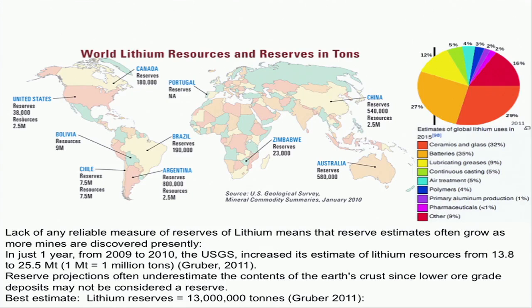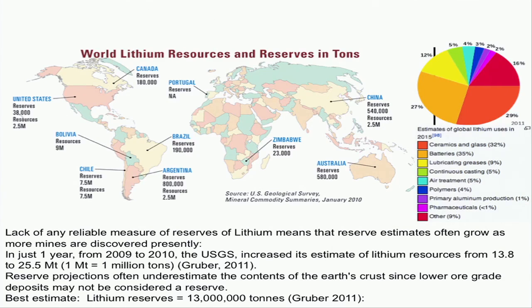So, for example, we now have estimates of the world lithium resources and reserves in tons, but remember, lithium is used for lots of other things. Ceramics, glass, batteries make up about two-thirds of the lithium use and production. But we don't really have very accurate, reliable measurements of how much lithium there is down there. We know it's one of the most abundant elements there, but in terms of actually getting to those reserves, the estimates are very poor. And indeed, in just one year from 2000 and 2010, the world estimate of lithium resources increased from 13.8 to 25.5 megatons.